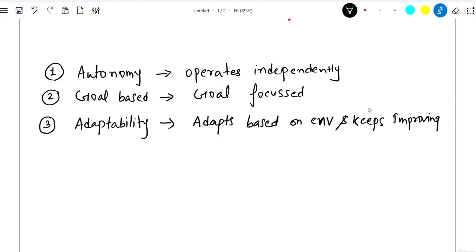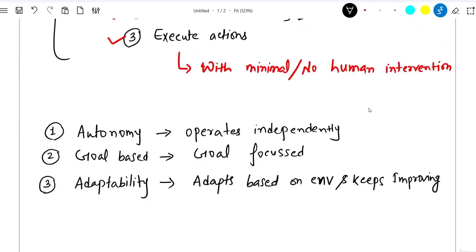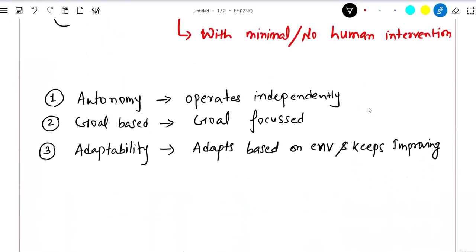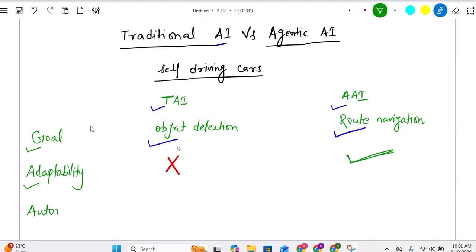If somebody asks you what is the basic definition of agentic AI, you can simply say an agentic AI is a system which can set a goal or take a goal, plan actions, and execute actions with no human intervention or minimal human intervention. What are the characteristics of agentic AI? It is an autonomous system, it is goal based, and it is adaptable, which means it learns in the process. In the next lecture, we are going to take a use case and understand in terms of autonomy how these two systems will work.